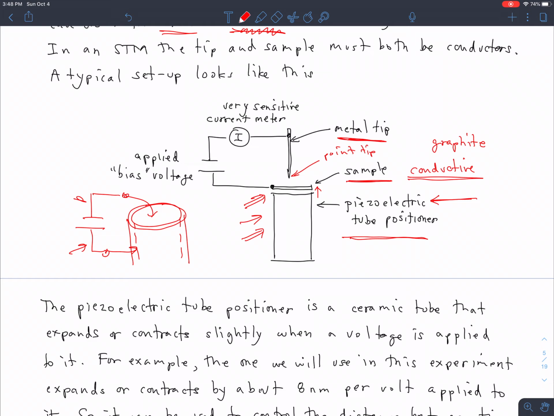That means you can control the height of this sample by applying voltages from the computer. It turns out that by clever arrangement of the electrodes, there's more than one electrode on the outer surface here, you can also make this piezo bend a little bit, and that means that you can cause the sample to slide back and forth in the lateral direction also in either X and Y. And that means that a single tube piezo can cause the sample to move a little bit in both the X and the Y and the Z directions. So that's how it works.